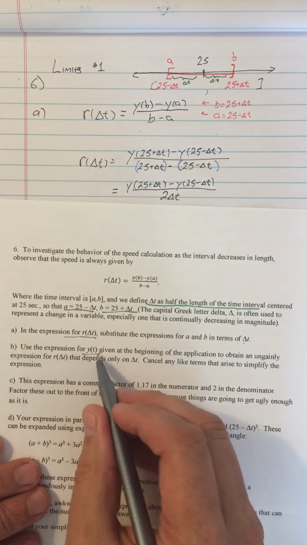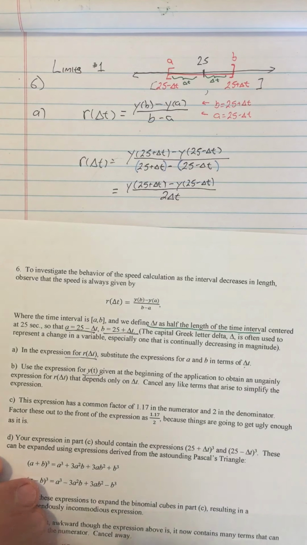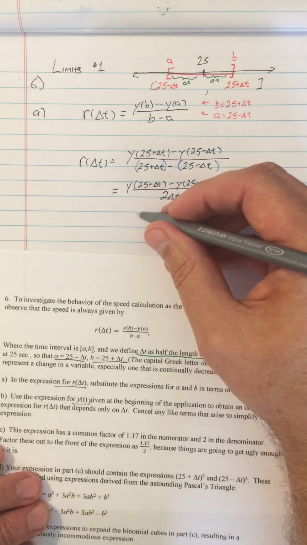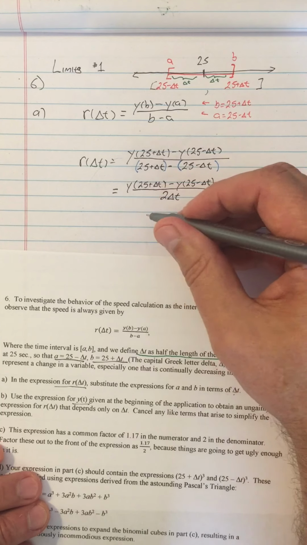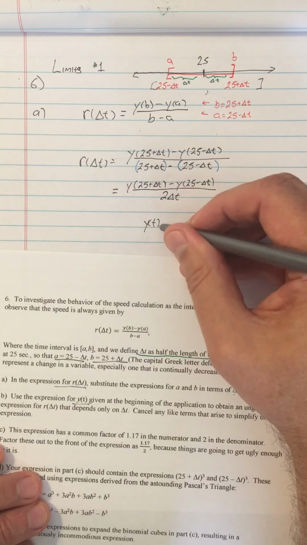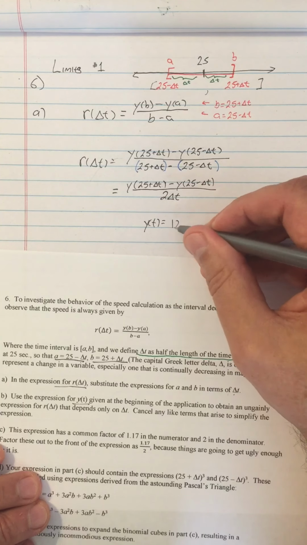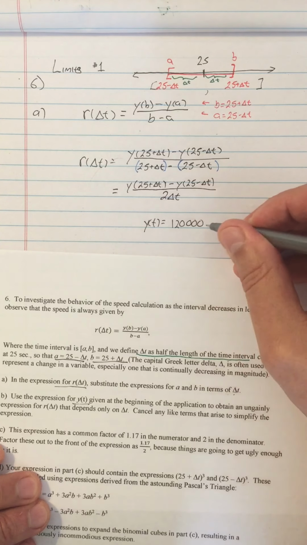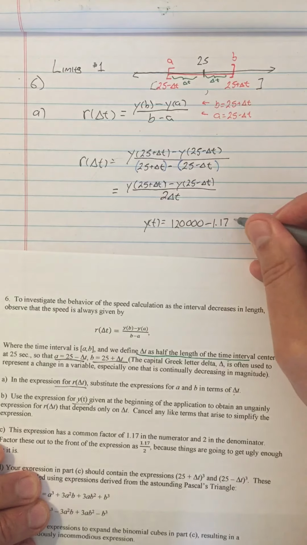We're going to use the expression for y of t. Oh, so what was that expression for y of t? It was y of t, let's see, where do I want to write this? Yeah, I guess I'll write it here. Y of t equals 120,000 minus 1.17 t cubed.